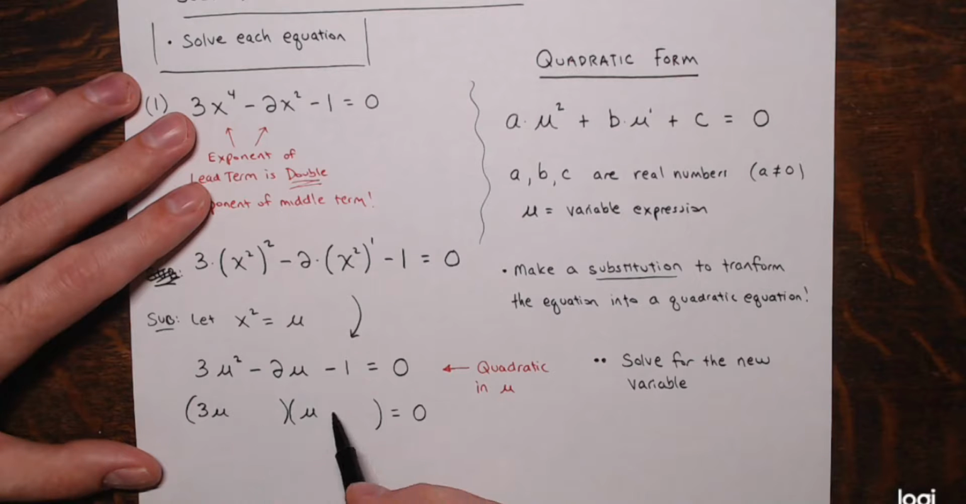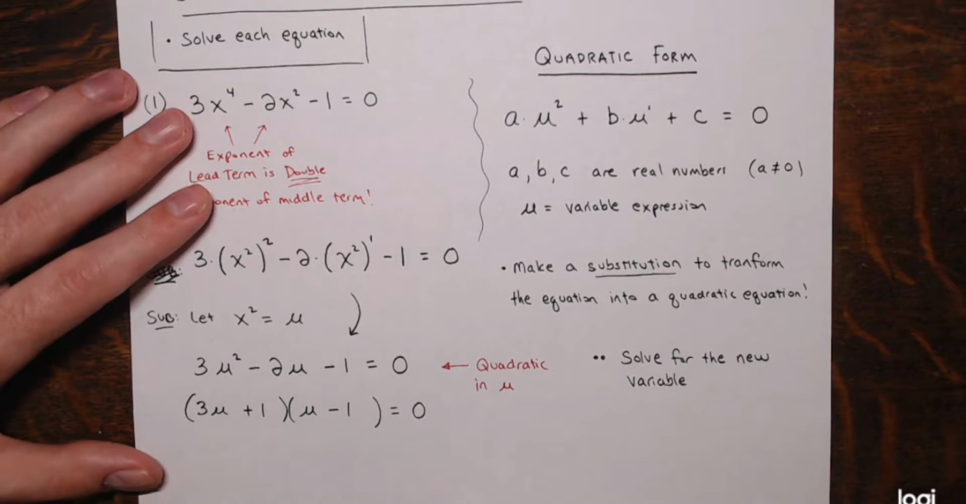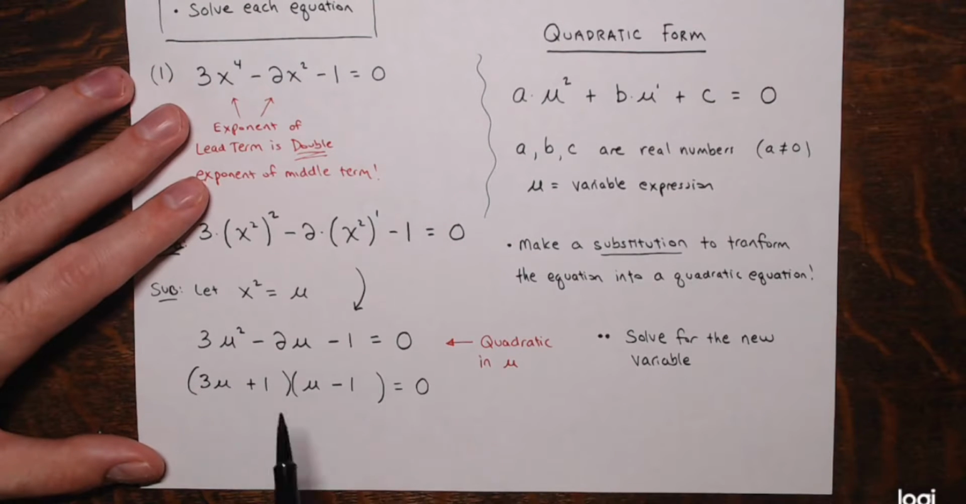I would need a -1 in this factor and a +1 here, right? And then double check that. That's 3u squared minus 3u plus 1u would be -2u, and then -1. Great. And then applying the zero product property, a product is only equal to 0 when at least one of the factors is 0. 3u plus 1 is 0 when u is -1/3, and u minus 1, the other factor, is 0 when u equals +1.